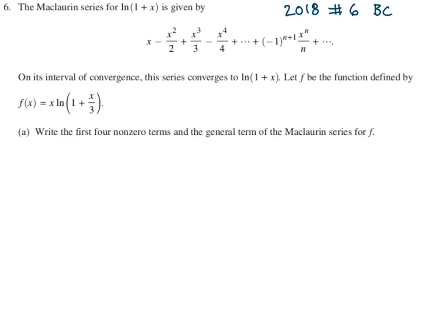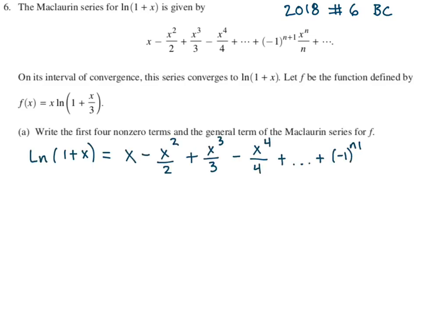Part A, they want us to write the first four non-zero terms and the general term for the Maclaurin series for f. So let's go ahead and just copy down that natural log of 1 plus x function, the stock function that they gave us. I see a couple tweaks in here. There's a multiplied by x on the outside. I also see there's an x over 3 on the inside as opposed to just a basic x.